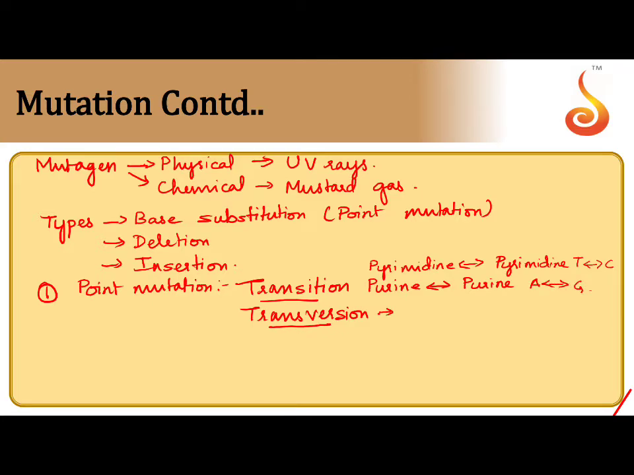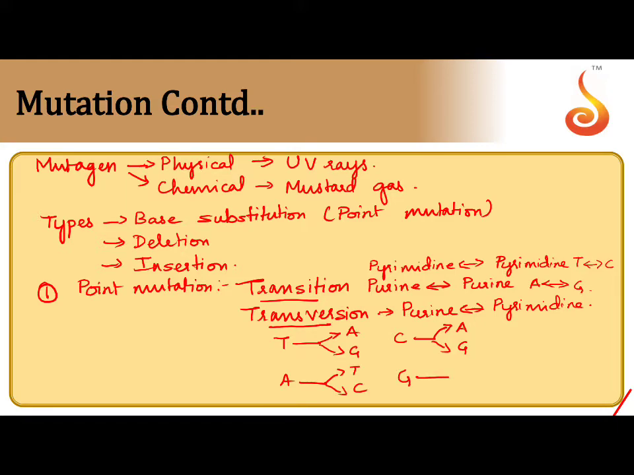But in case of transversion, you see that purine is interchanged with pyrimidine. So, you have four possibilities here. The first possibility, say thymine getting converted into adenine and guanine, cytosine getting converted to again adenine and guanine, then you have adenine getting converted into thymine or cytosine, and guanine getting converted into thymine or cytosine.